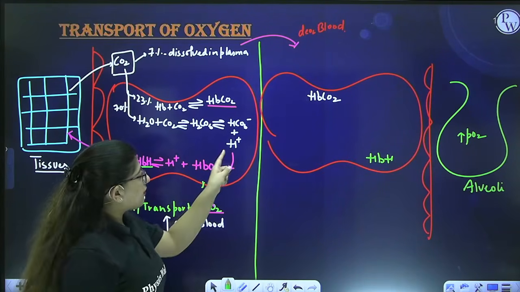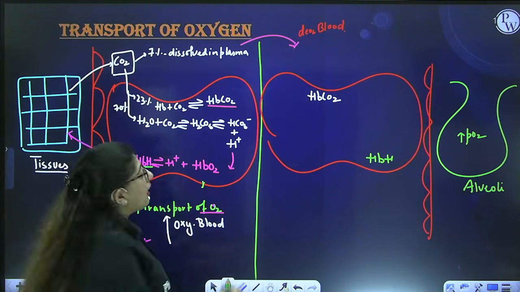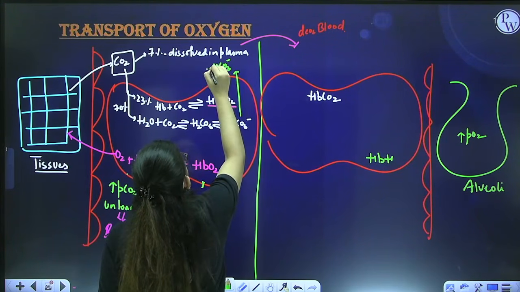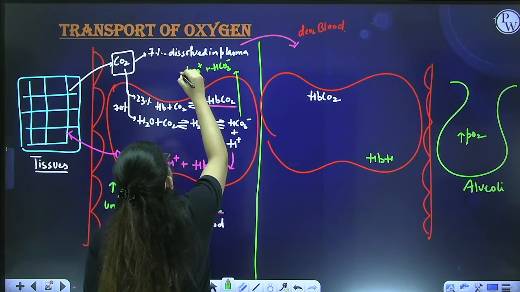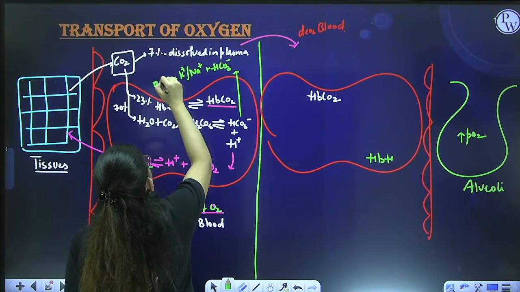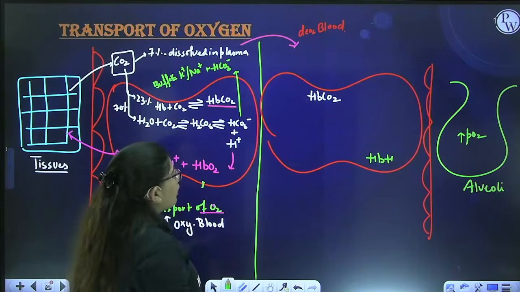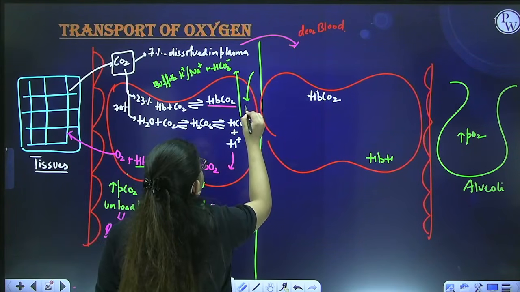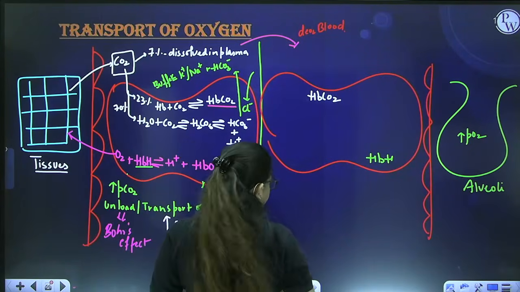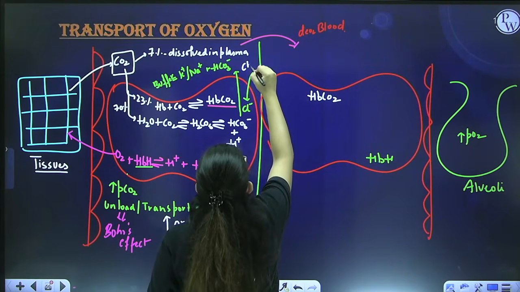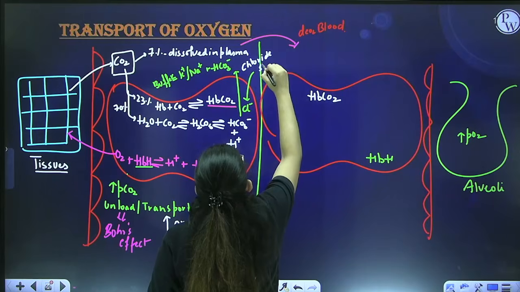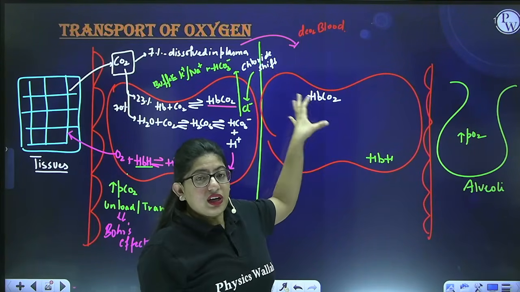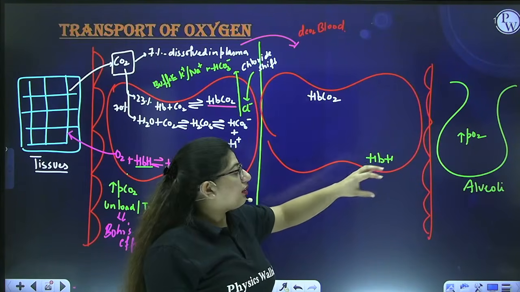Now when H positive ion is formed here, what about HCO3 negative? HCO3 negative will move back into the plasma and react with sodium or potassium ion, and it will act as a buffer. What does it act as? Buffer. Now in place of HCO3 negative, chloride ions enter here, and you call this phenomenon chloride shift. What do you call it? Chloride shift.